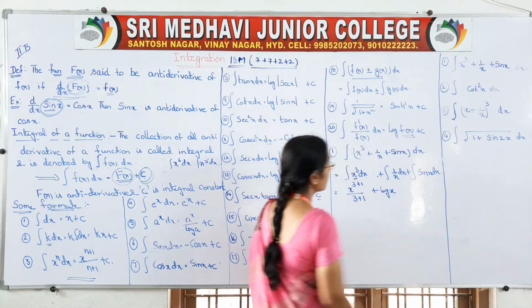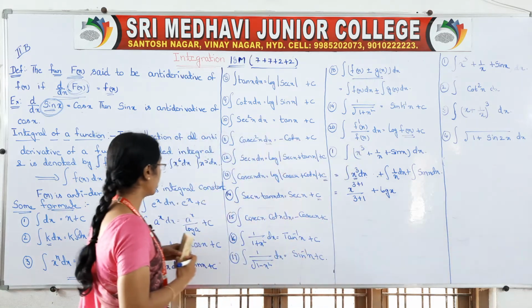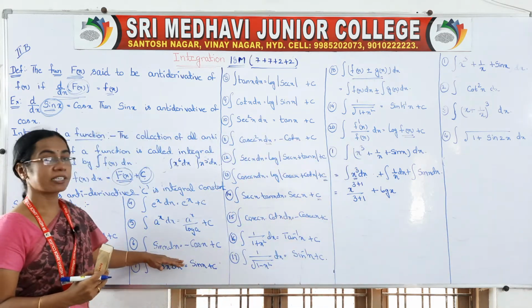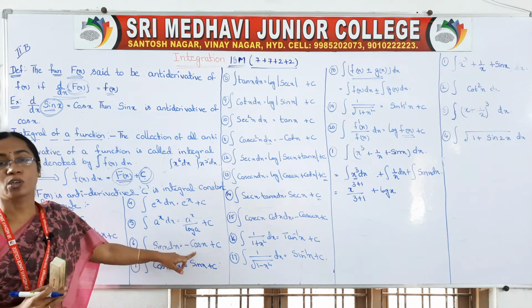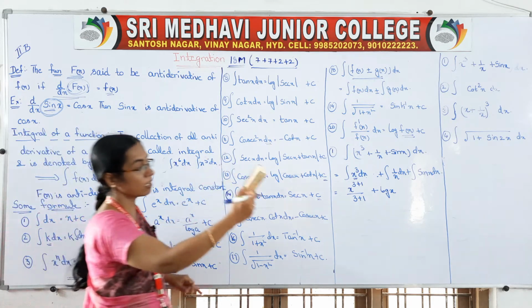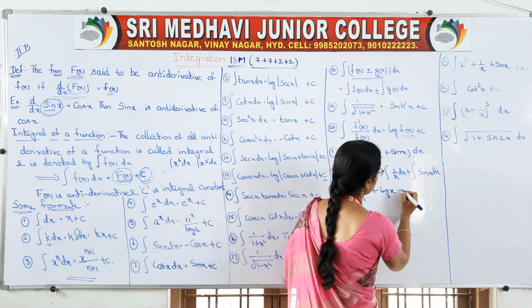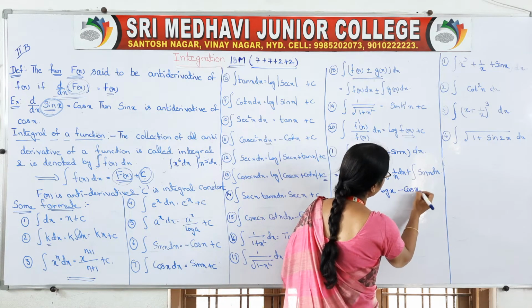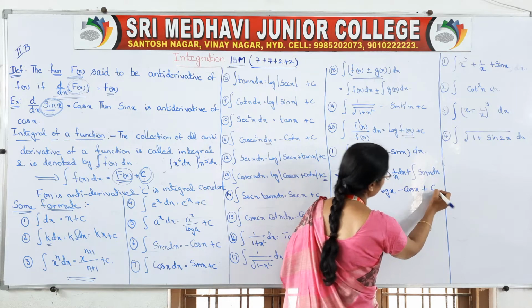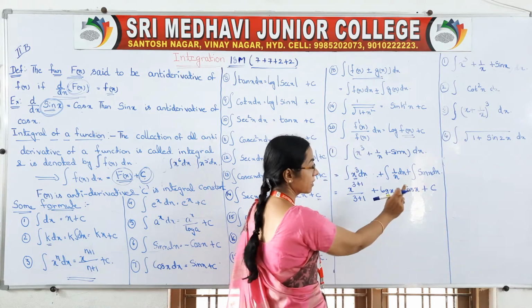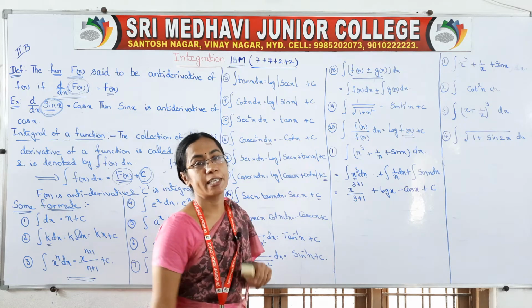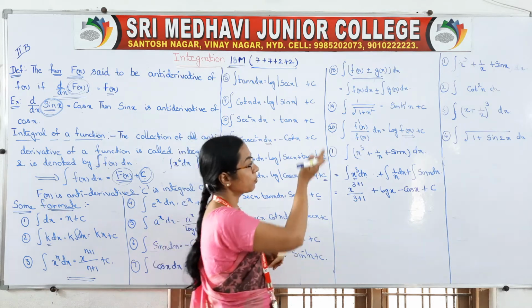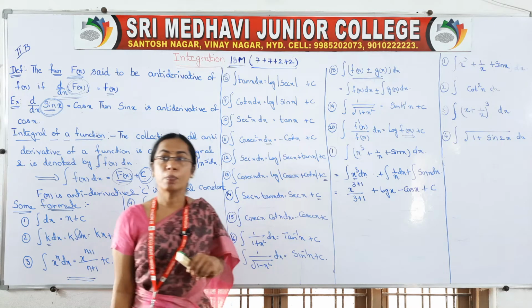Next, integral sin x dx. Is there any formula with you? Yes, it is there. Integral sin x dx is equal to minus cos x. At the end of all the values, we have to write plus c. Compulsory, in the answer you should have plus c. So this is the procedure to solve the problem.